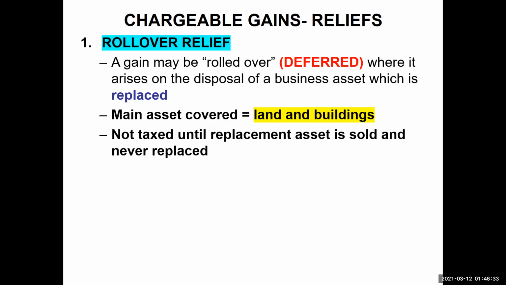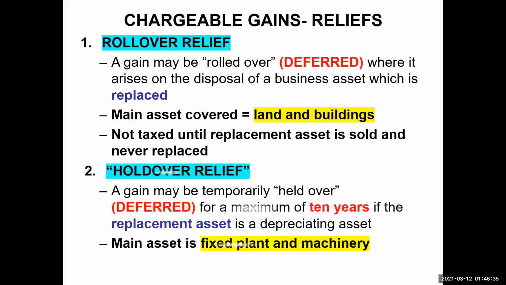And then we have the handover relief. Here again, we temporarily hold off the gain for a maximum of 10 years if the replacement asset is a depreciable one. Usually it covers fixed property, plant, and equipment. Fixed plant and machinery.